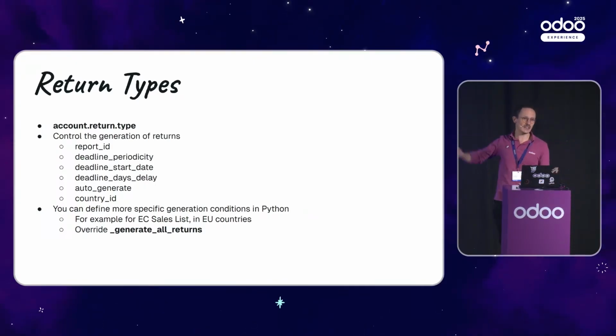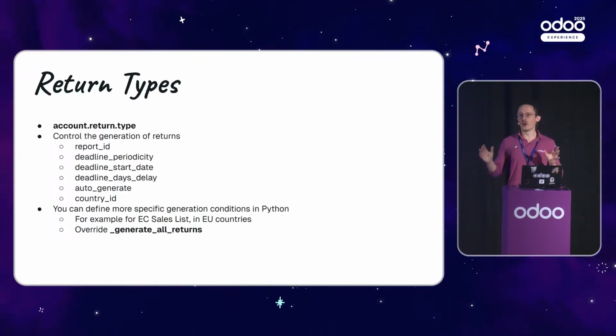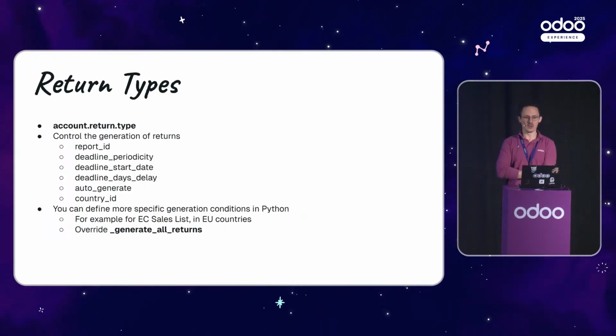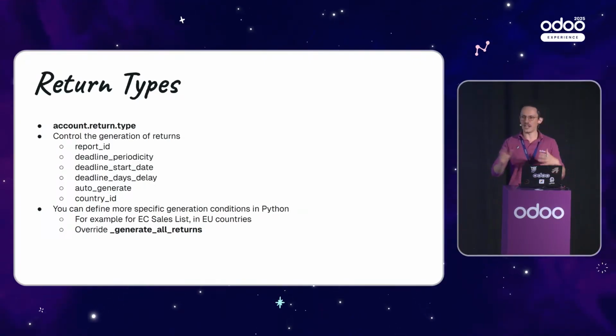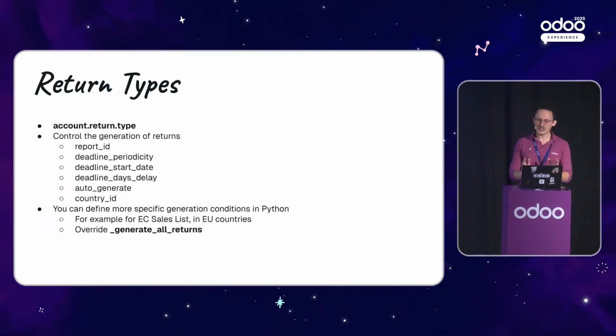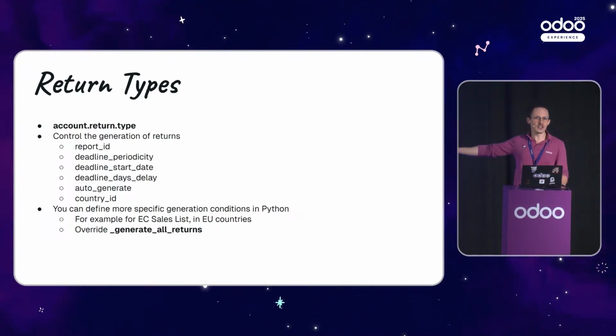If we just have that, it will not work for everything. That's why, in the framework we did, we intended this way to make Python overrides for more specific things. So it's the typical Odoo override you would have in any module to change any kind of standard feature. You just have to know which function to call, right? So here it's generate all returns.